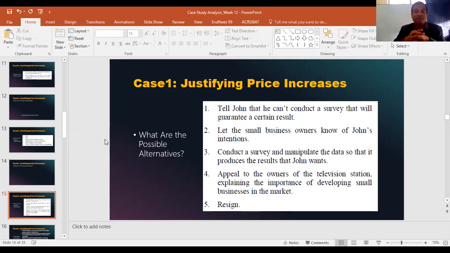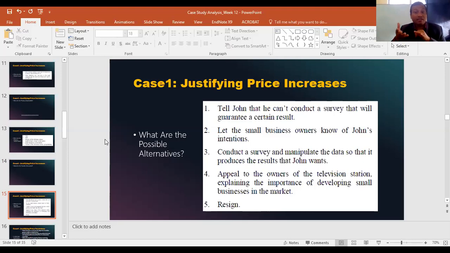The first one is to tell John that he cannot conduct a survey that will guarantee a certain result. So as Amanda rightly pointed out, just go and tell John, sorry, I'm not going to do that, and I'm ready for all the consequences. The second option for Sam is to let the small business owners know what sort of intention John has. Maybe difficult.